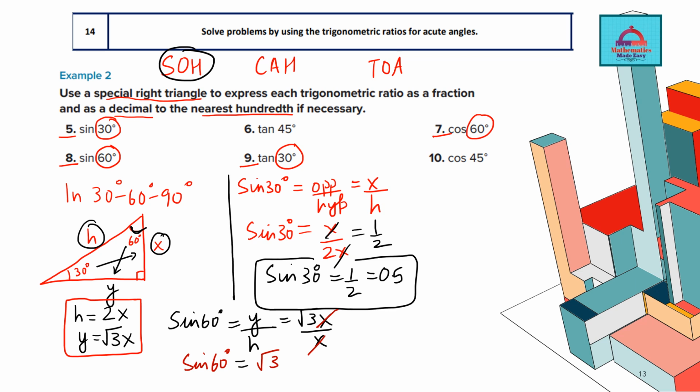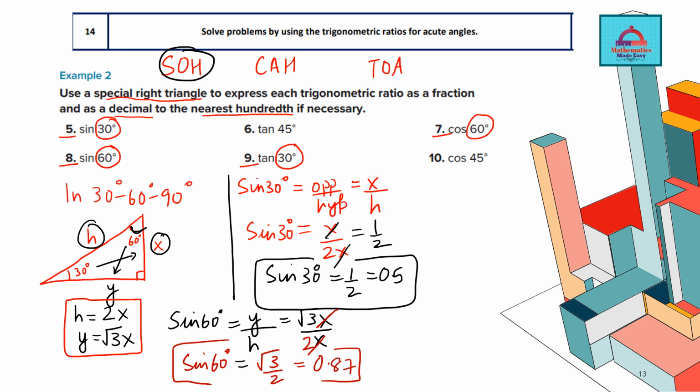Oh, I forgot to put the value of h also. H is how much? 2x. So x and x cancel, so this is root 3 by 2. And if you convert it into decimal, this is going to be 0.87. So this is the answer for question 8.